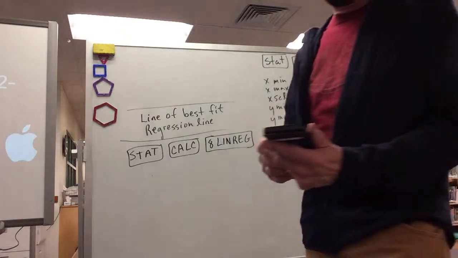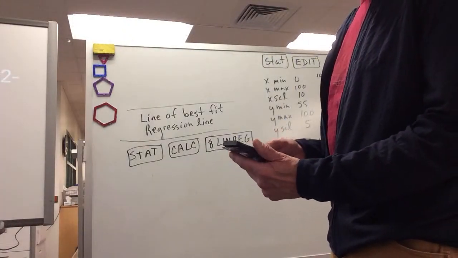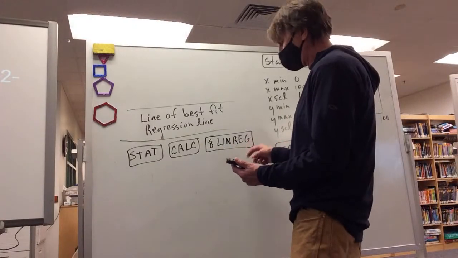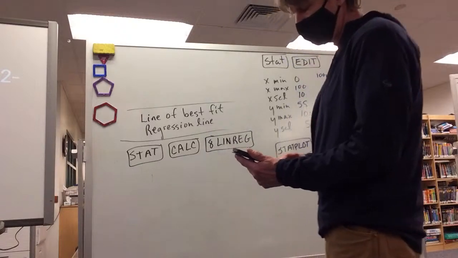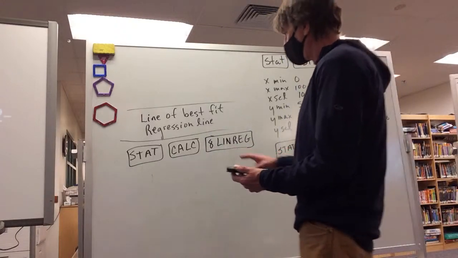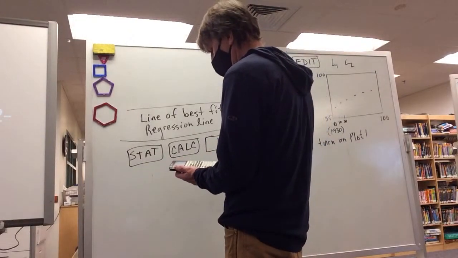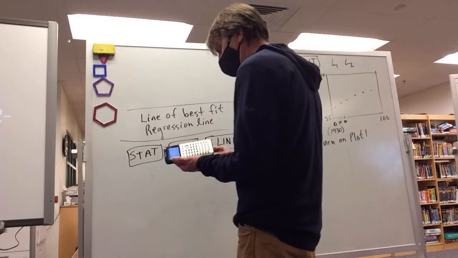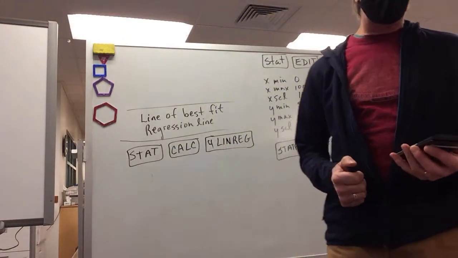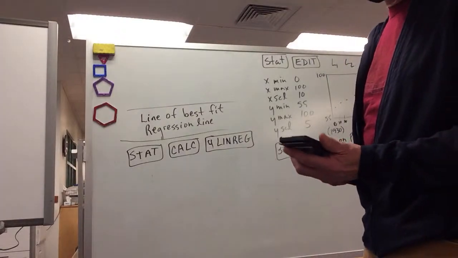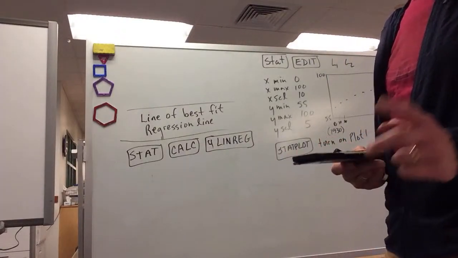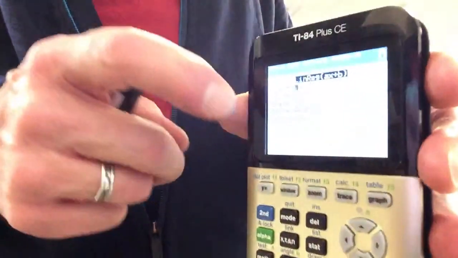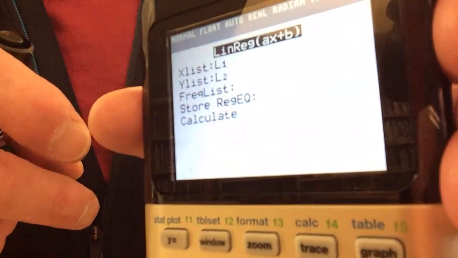in the middle, and then you move over to calc, and then you can either hit the number 8 or you can scroll down to linear regression a plus bx. Or you can go to number 4, which might be a little bit more familiar. That one's ax plus b. So that puts it in the form that we're used to using, the variables that we are used to using. So you hit enter, and it's going to say x list, hopefully L1, and y list L2.